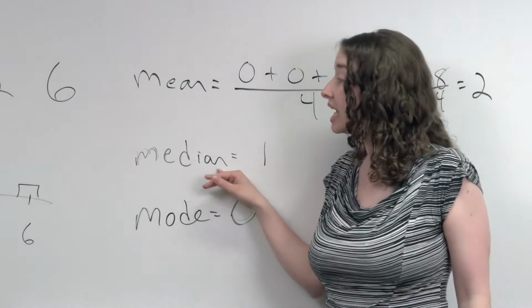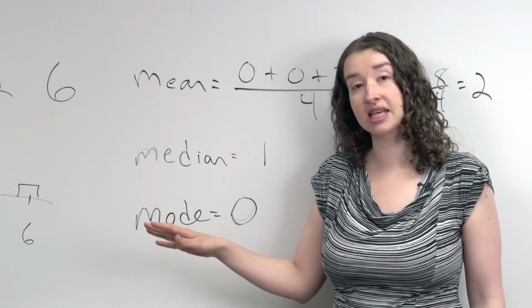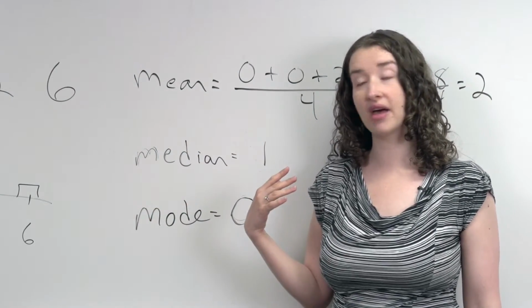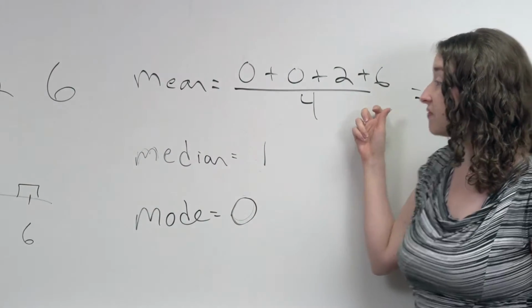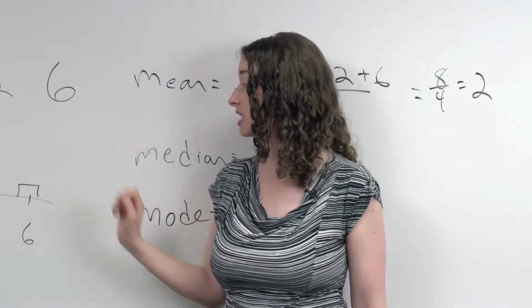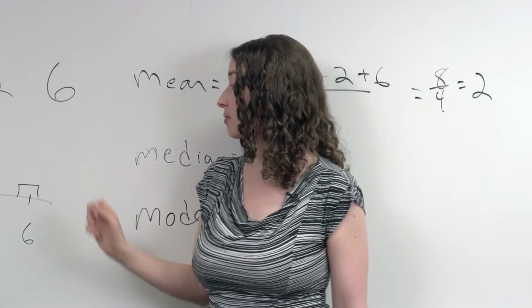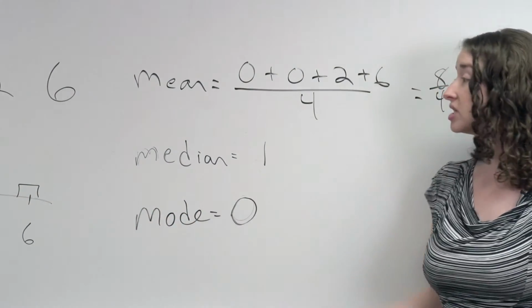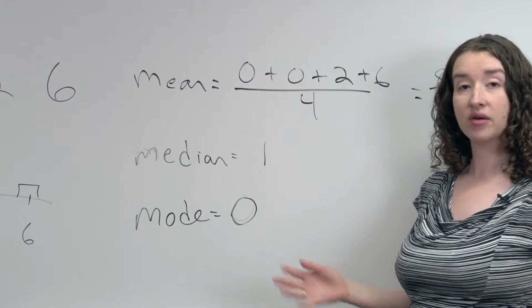Again, the median tells us that half of the data is less than that value and half is more than that value. The mean is very influenced by numbers that are very high or very low. So if the mean is higher than the median, we know we have some very large numbers. The mode is just telling us the most common value.